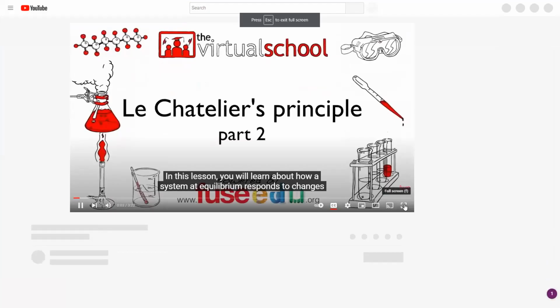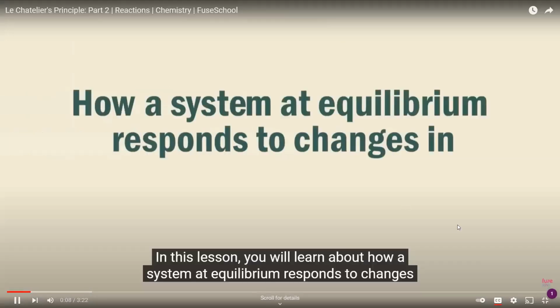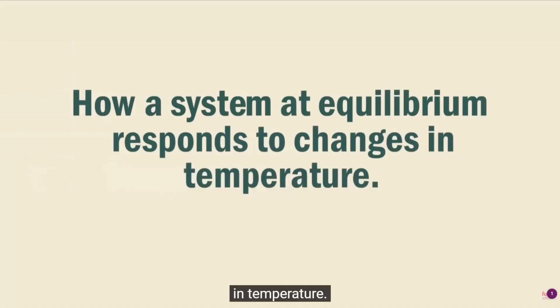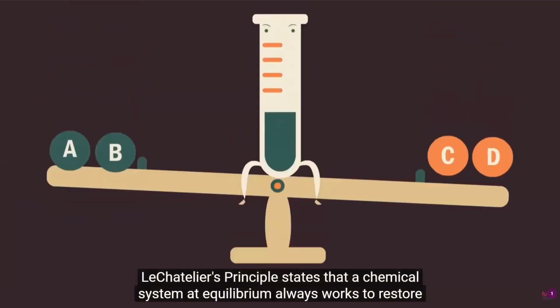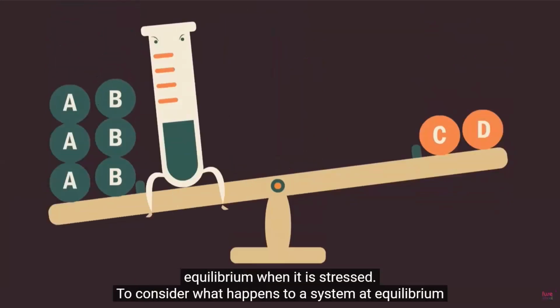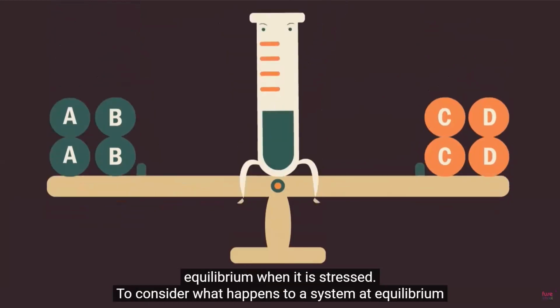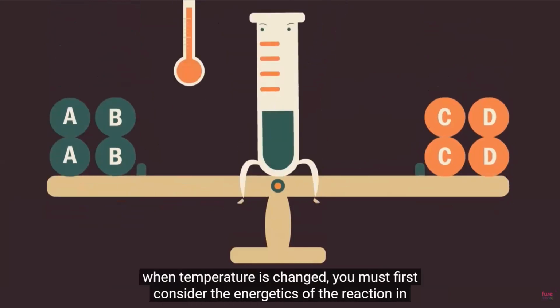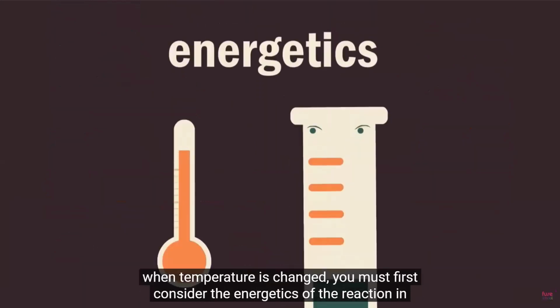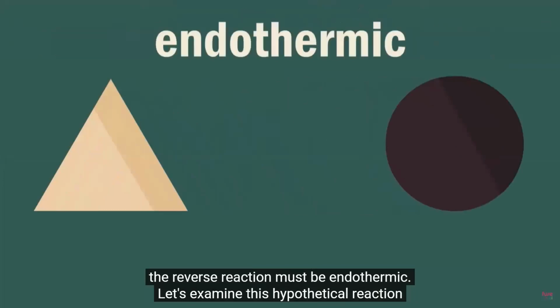In this lesson, you will learn about how a system at equilibrium responds to changes in temperature. Le Chatelier's principle states that a chemical system at equilibrium always works to restore equilibrium when it is stressed. To consider what happens to a system at equilibrium when temperature is changed, you must first consider the energetics of the reaction in question. If the forward reaction is exothermic, then the reverse reaction must be endothermic.